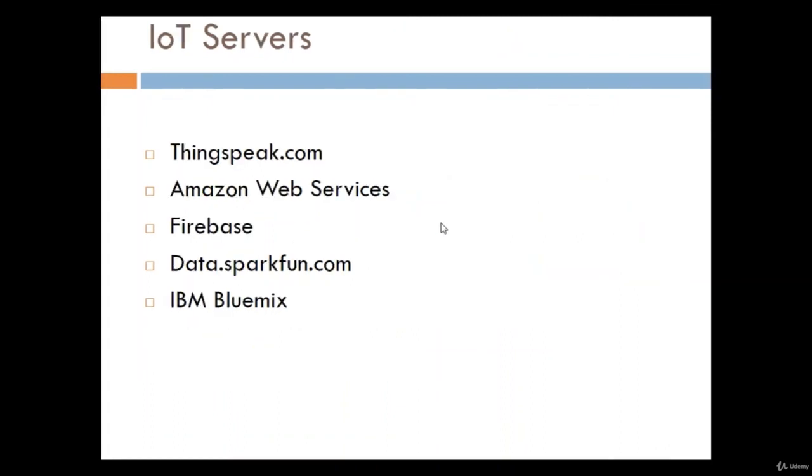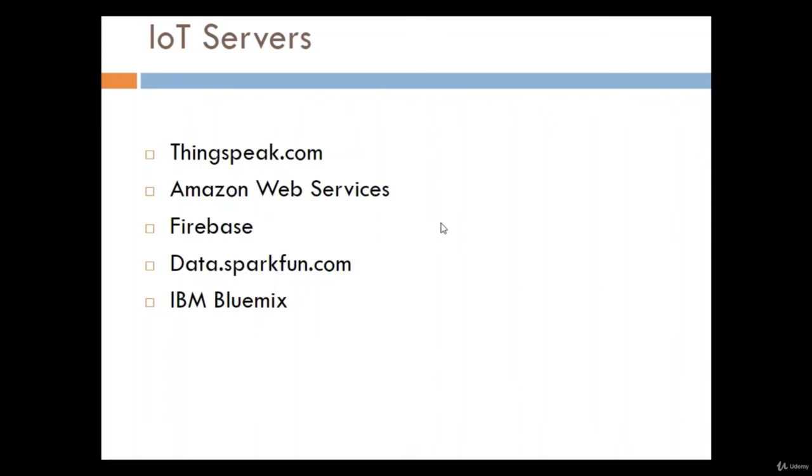Now looking at some of the IoT servers that are already in the market. There are many such IoT servers that are currently able to cater to the needs of people, but here we have a few servers listed out which we will be using in the subsequent course. That is thingspeak.com. We have listed AWS, Amazon Web Services, and Firebase, again from Google, and then data.sparkfun.com, where you can log your data and analyze it very easily, whatever you're transferring from your devices. And then another IoT server is from IBM Bluemix.